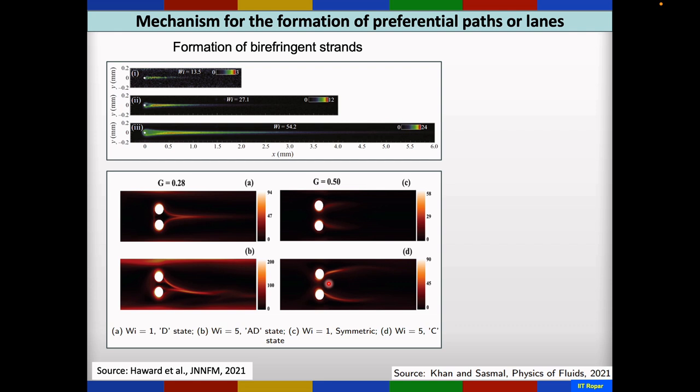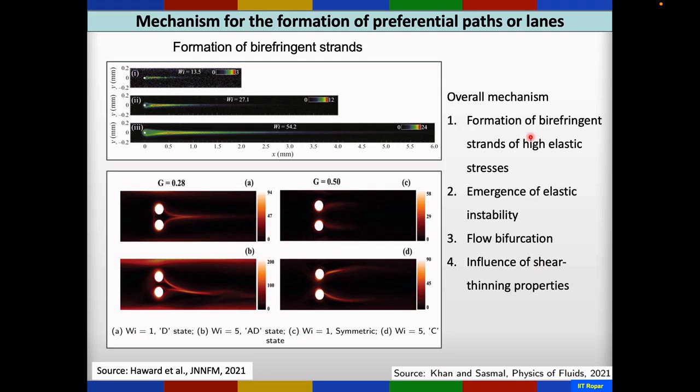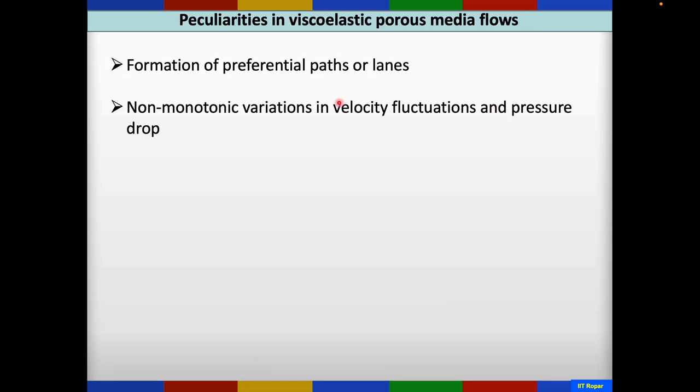So definitely now we can easily observe that these birefringent strands that are formed will be the guiding or driving force behind the formation of the different flow states, and the formation of the different preferential paths, during the flow of viscoelastic fluid through microporous media. So that we explained in our study. Okay, so this is the overall mechanism that I just explained, the peculiar behavior.